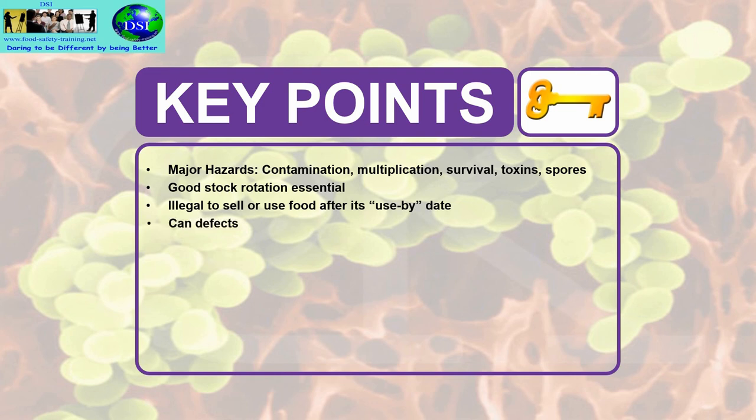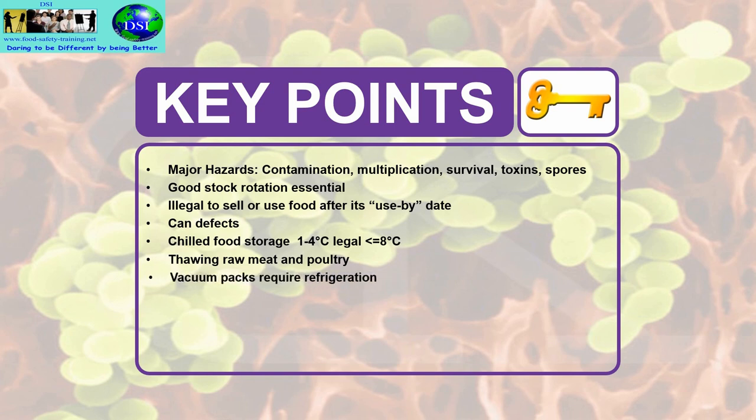We looked at canned defects. And again, a lot of these defects you can find in the supplied notes. Chill storage of food should be between 1 and 4 degrees C, preferably less than 3 degrees C. The legal maximum is 8 degrees C. We looked at thawing of raw meat and poultry. We looked at how vacuum packs require refrigeration, because anaerobic bacteria can still survive in a vacuum.